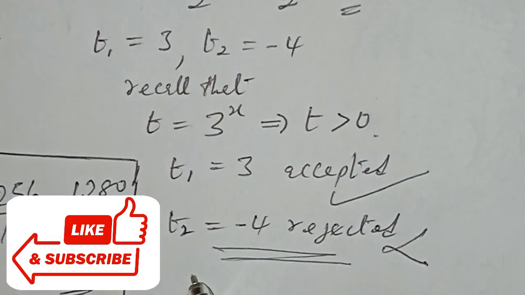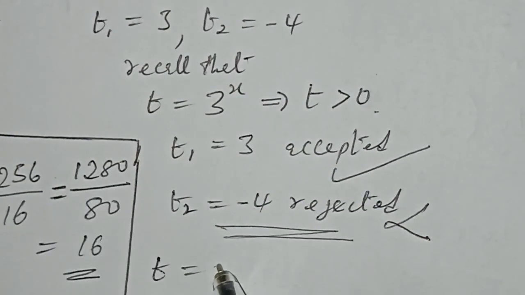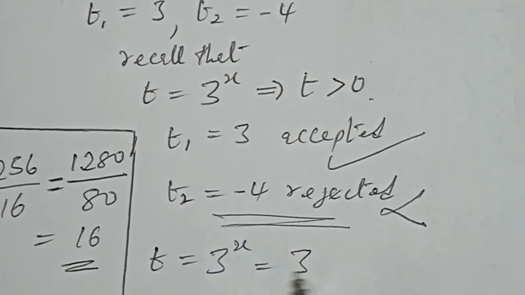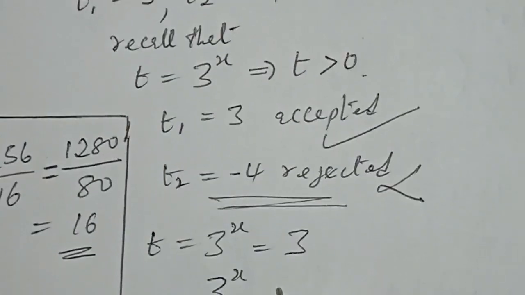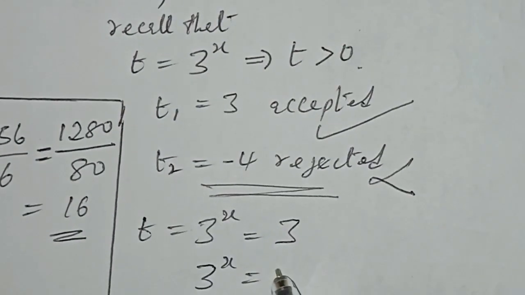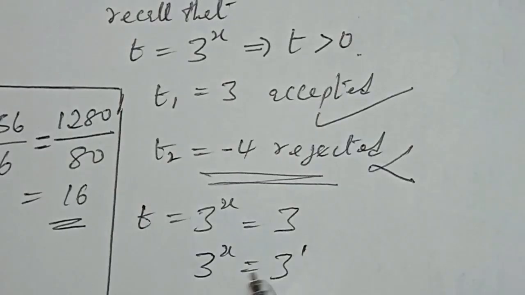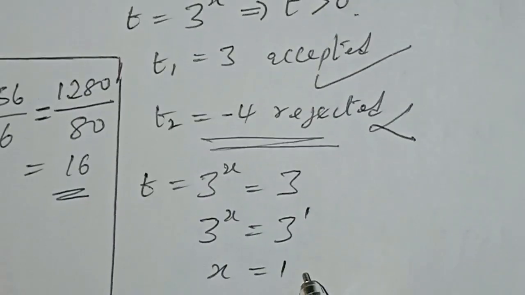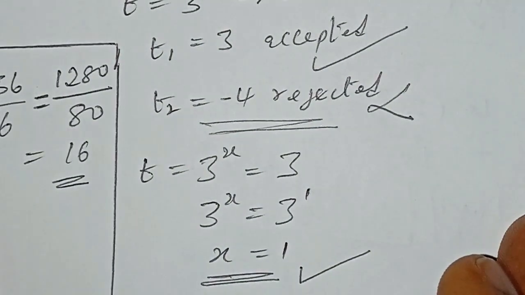And in that case, to solve for x, we now have t equal to 3 to the power of x equal to 3. And here, this becomes 3 to the power of x is equal to 3 to the power of 1. Ordinary 3 is equal to 3 to the power of 1. So equating the exponent, we have x equal to 1 as the value of x.